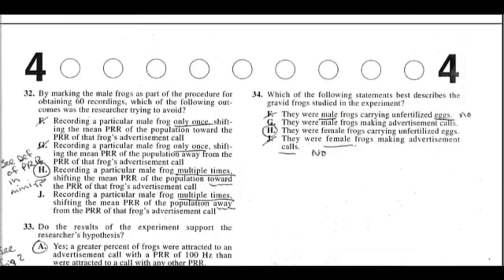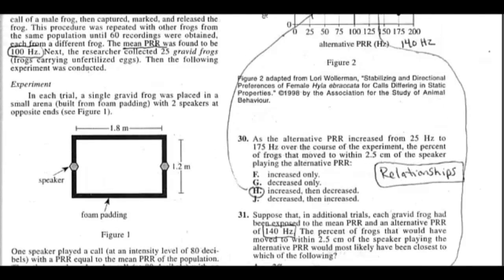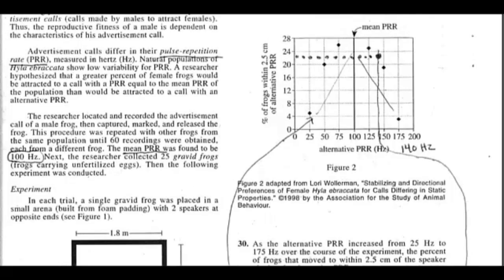Test 69A, Science Practice Problem number 34. Number 34 states, which of the following statements best describes the gravid frogs studied in the experiment? First thing we need to do is go back to the beginning and take a look at the mini introductory paragraph, because it will give you an overview of what we are studying here.